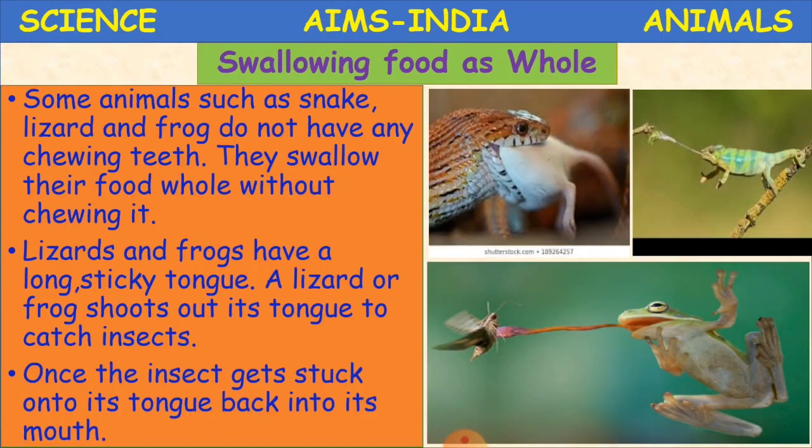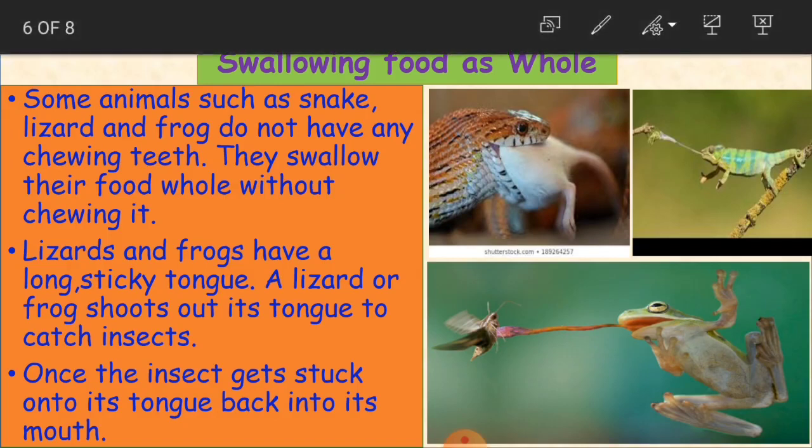And the other one is swallowing food as a whole. So these animals such as frog, lizard and all that, what do they have? They swallow the food with the help of their long and sticky tongue. How do they do it? First they shoot out the tongue to catch the insect. After that they take their tongue into their mouth and then they eat it.